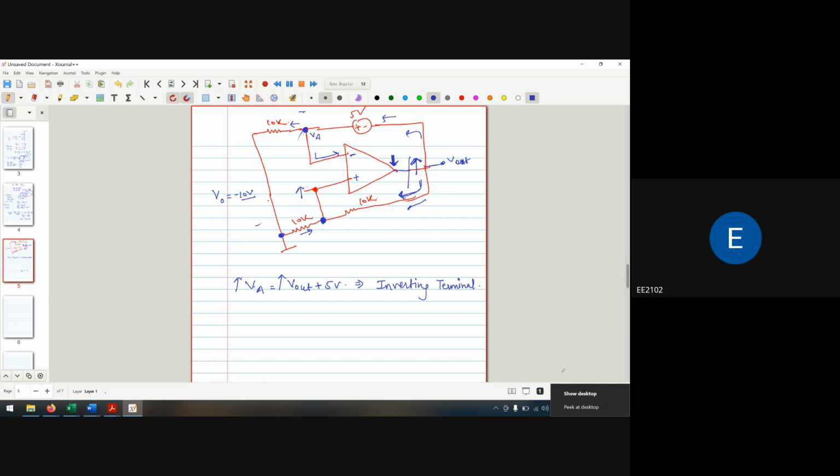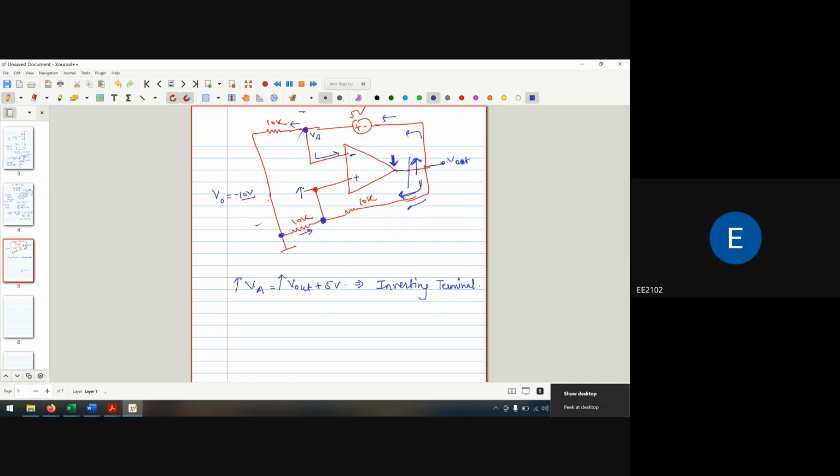And for negative biasing, it is only possible when this particular terminal is connected to the non-inverting terminal. So my first question is that I have to check where I connect the supply signal. I have to connect the supply signal on the inverting terminal. This is the first question.